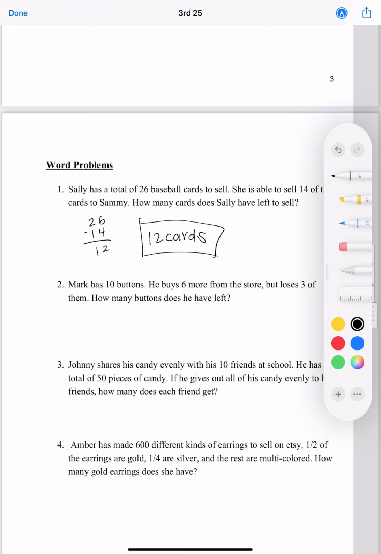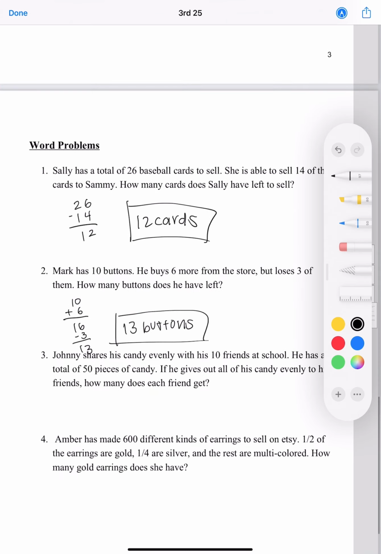Mark has 10 buttons. He buys 6 more from the store, but loses 3 of them. How many buttons does he have left? So he originally has 10, and he buys 6 more. So 10 plus 6, we get 16. He loses 3 of them, so how many does he have left? So 16 minus 3, we get 13, so he has 13 buttons left. Don't forget to label your units. So units would be buttons in this case, and in number 1, the units would be cards.